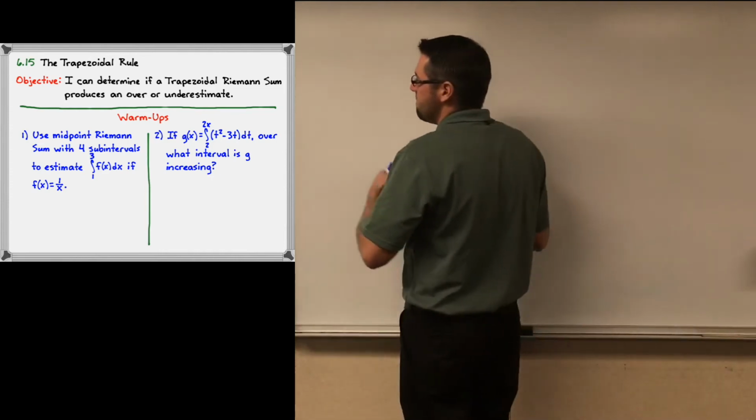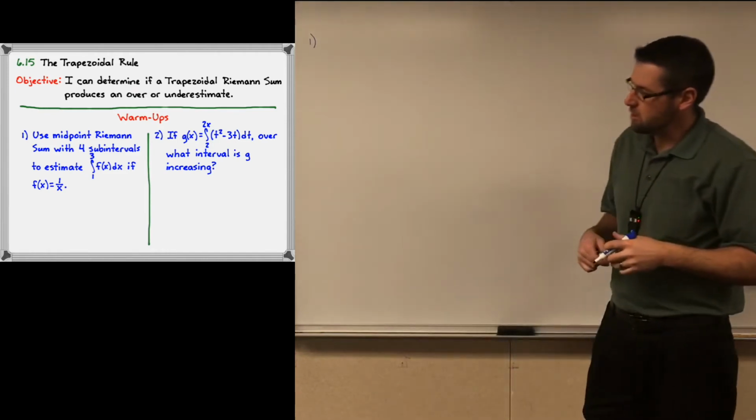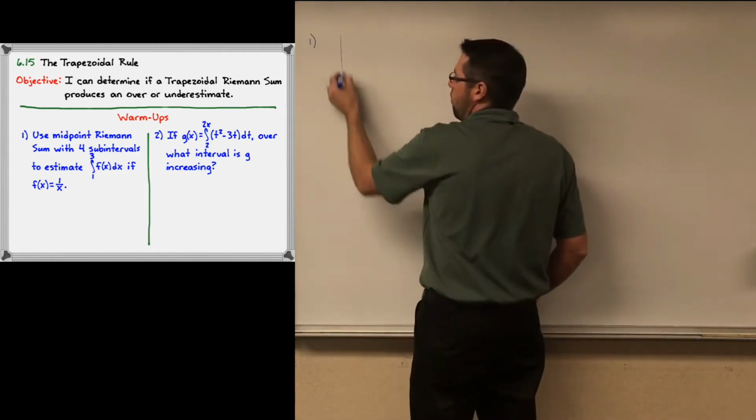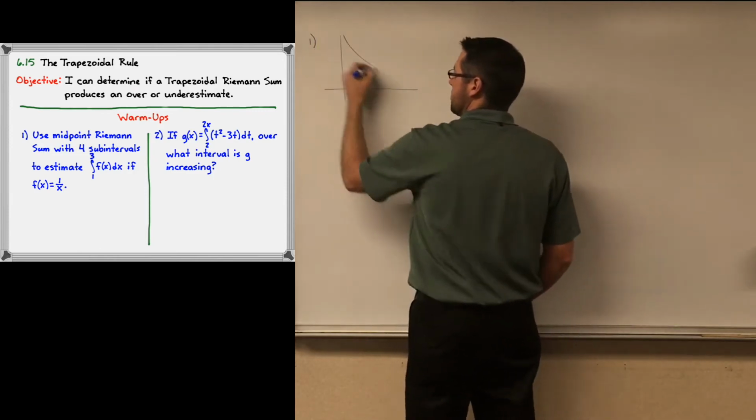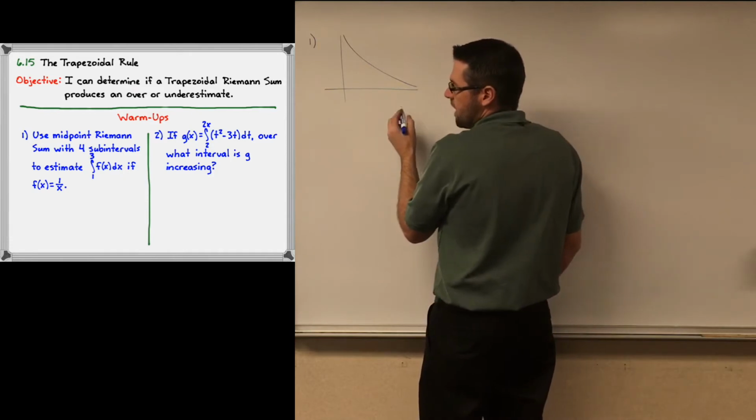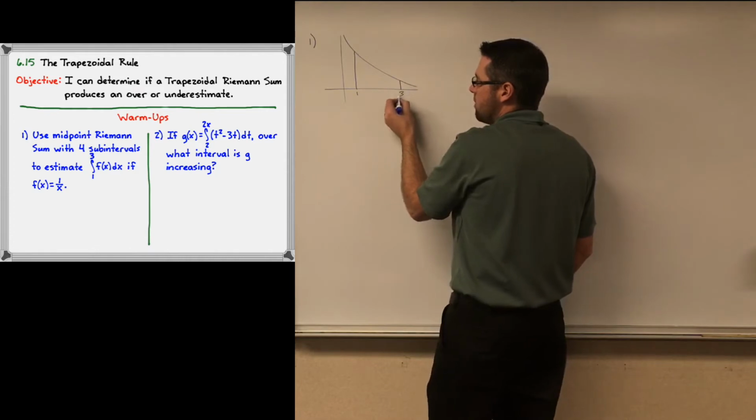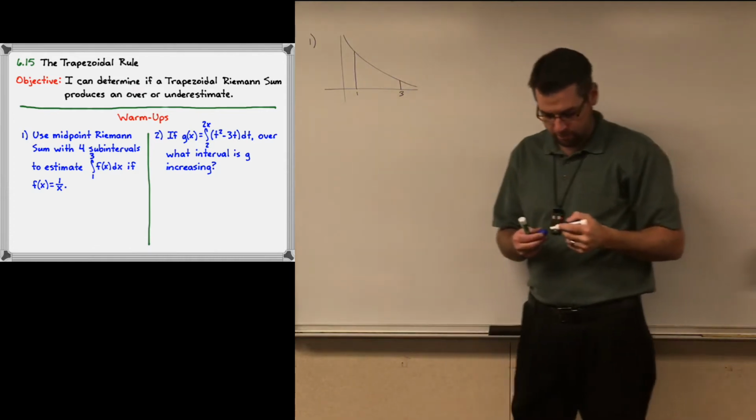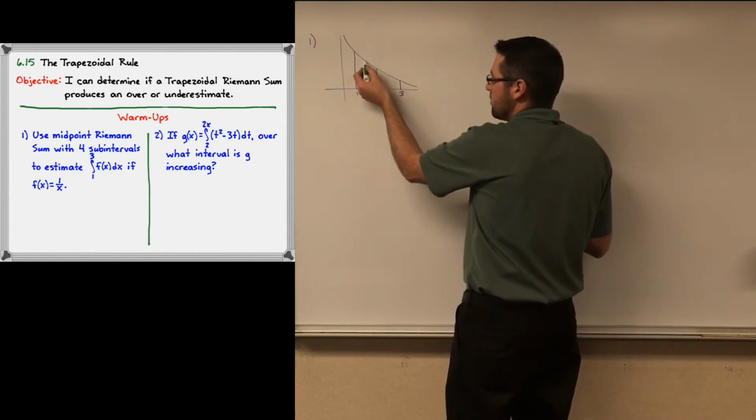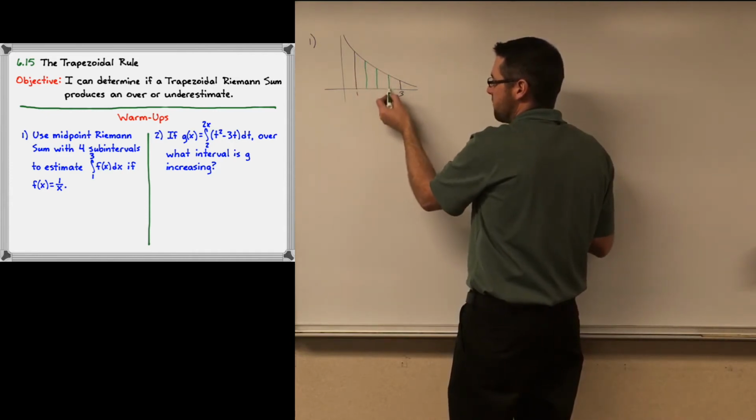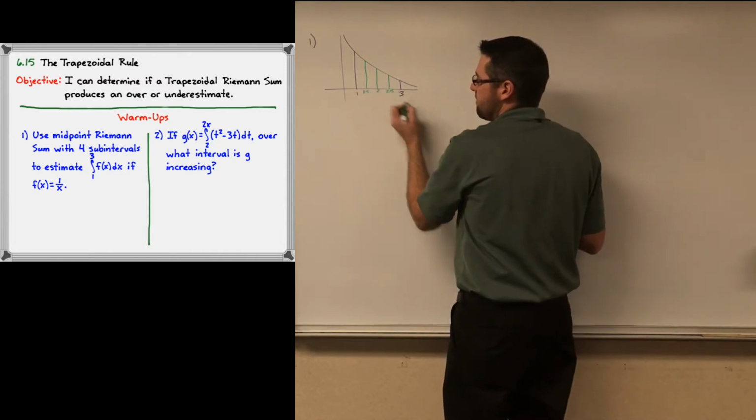Number one, we are using a midpoint Riemann sum. There's a couple ways to look at this. What does 1 over x look like graphically? It's something like that, and we're looking at it from 1 to 3. We are cutting it into 4 subintervals. So how wide is each subinterval? 0.5. So these points would be 1.5, 2, 2.5.